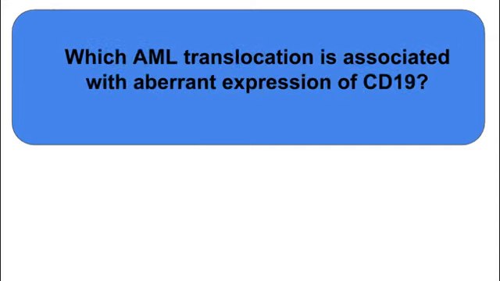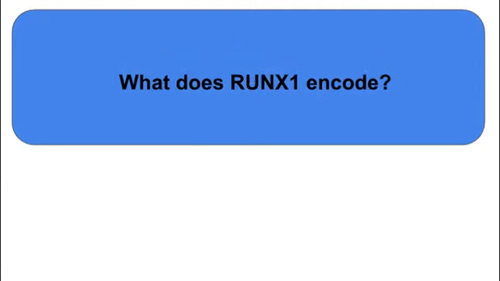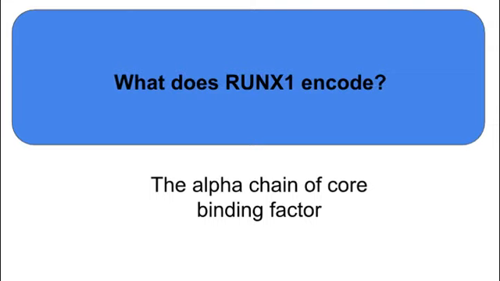Which AML translocation is associated with aberrant expression of CD19? Translocation (8;21). What does RUNX1 encode? The alpha chain of core binding factor. Core binding factor is necessary for hematopoiesis.